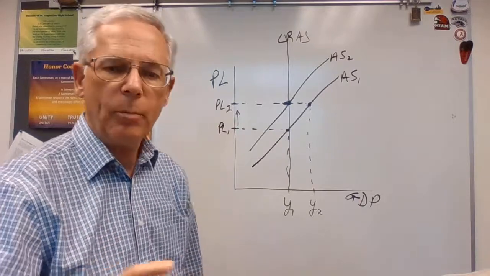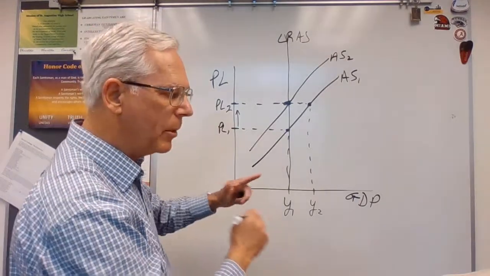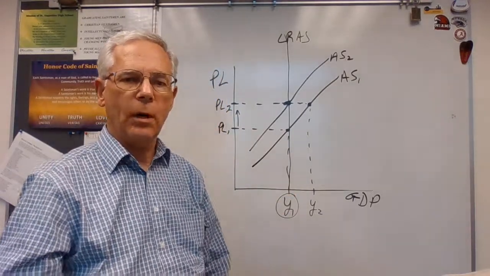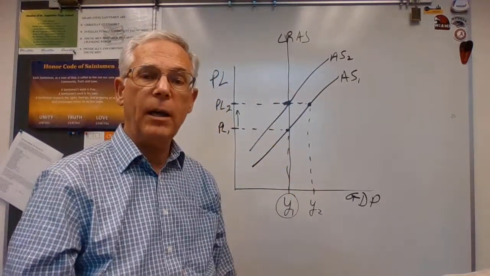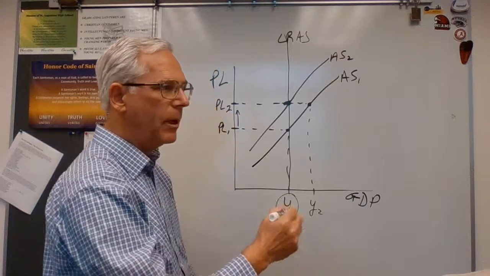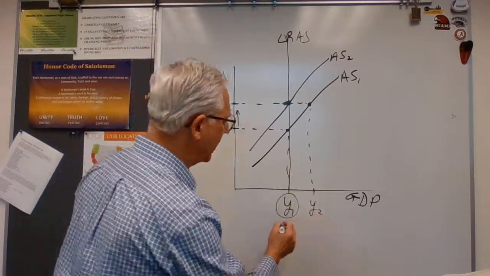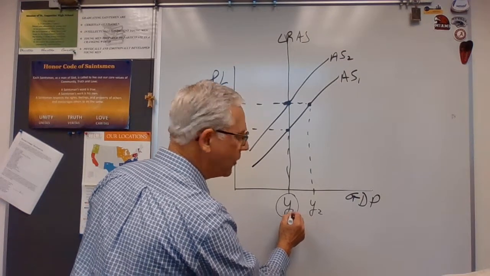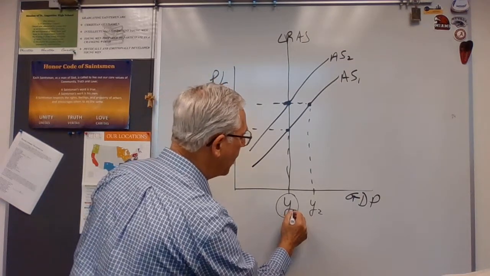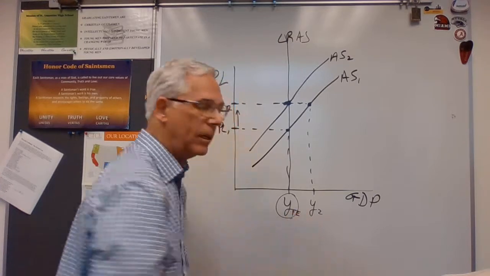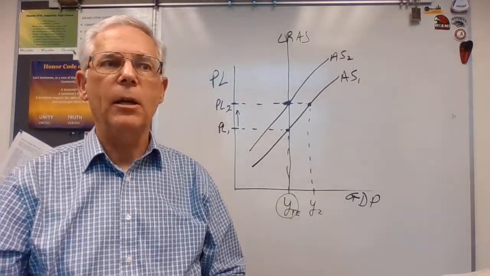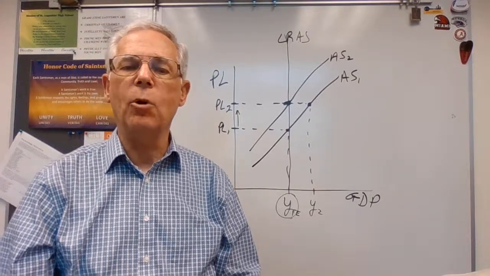Now I need to make one more point. This video is getting a little longer than I wanted, but one more point on this. This point right here, Y1, where the vertical long-run aggregate supply is, that is the economy operating at full employment. Instead of calling it Y sub 1, I'm going to call it Y full employment, YFE. And we're going to be using that a lot, okay, the full employment level of output. And I'll explain that more in the next video.